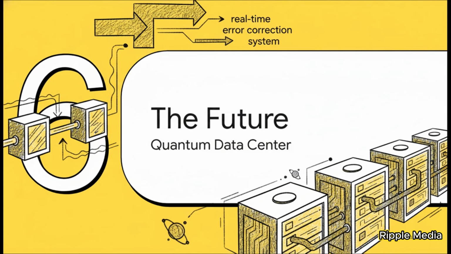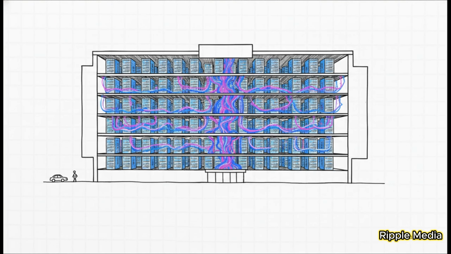So let's put all the pieces together. We've got scalable modules, we connect them with light, and we have a real-time system to squash errors. What does that get us? Well, it gets us the future, the quantum data center. And this isn't some sci-fi dream. This is literally the blueprint they're working from.